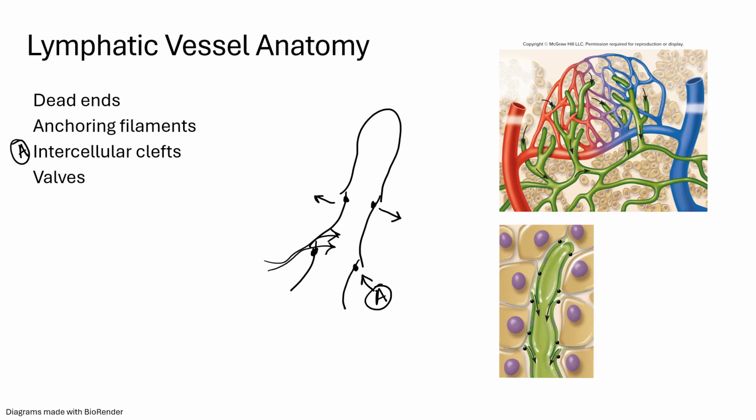Much like the larger veins of the legs, lymphatic vessels also have valves, which are like infoldings even more of these epithelial cells, and these valves prevent the backflow of this lymph fluid.